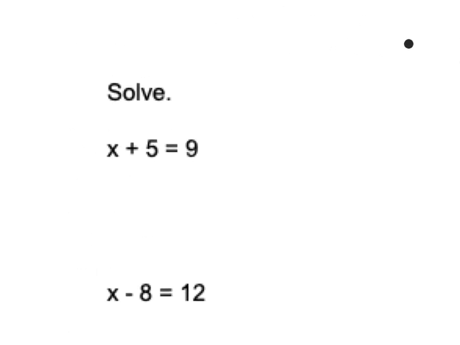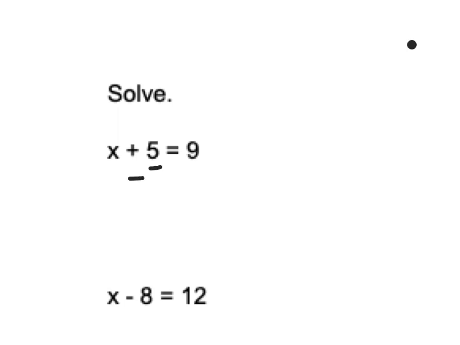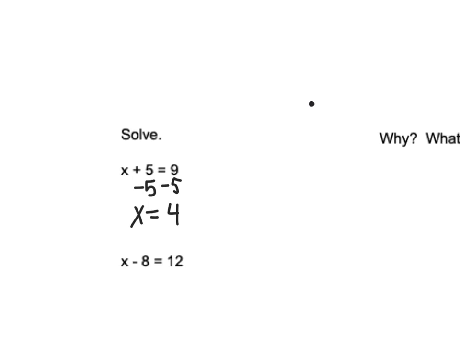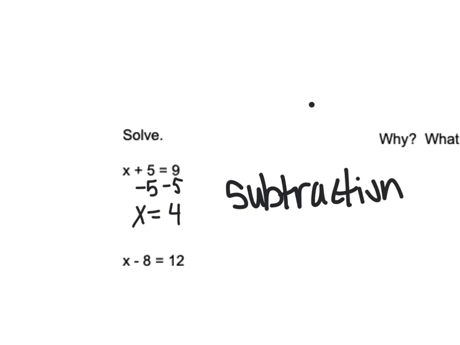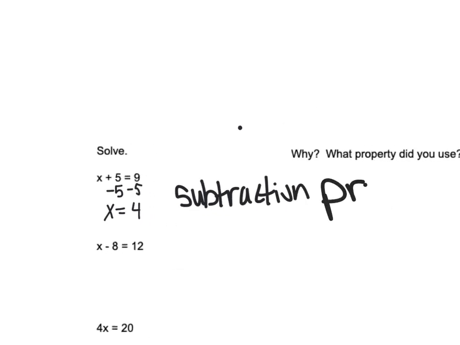So as we look at the first one, x plus 5, we all are saying, oh, I know what we do. We subtract 5 from both sides and we get x equals 4. Well, in math there's a reason why you can do that, and it's called the subtraction property of equality. Basically that means as long as you subtract the same thing from both sides, you have made a legal math move, and that's why you can do that.